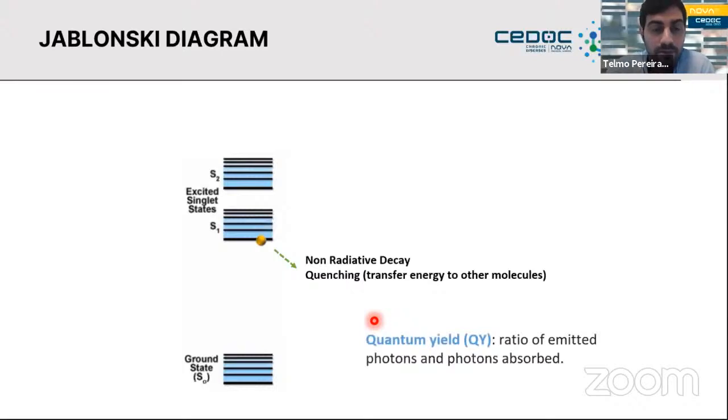An important definition that relates to what I'm telling you at this moment is the quantum yield. This is a property of the fluorophore itself, and it's the ratio of the photons that are emitted in relation to the photons that were absorbed. So, for example, if you have a quantum yield of 0.5, it means that you need to absorb 2 photons in order to emit 1, okay?